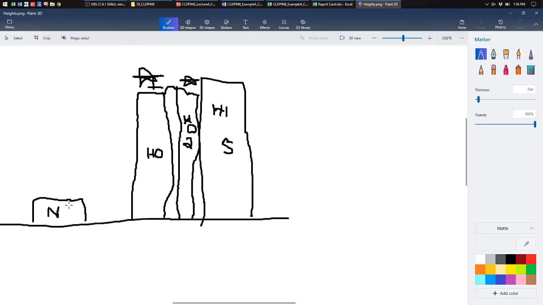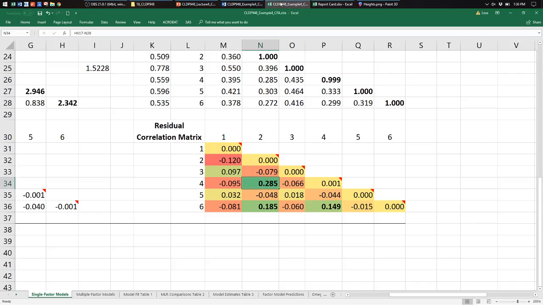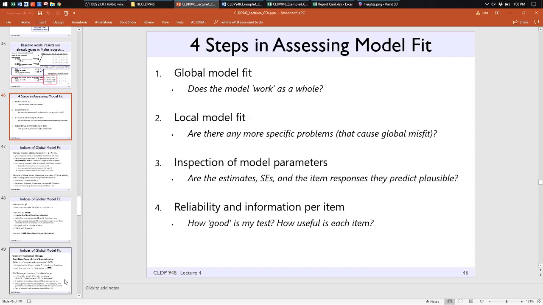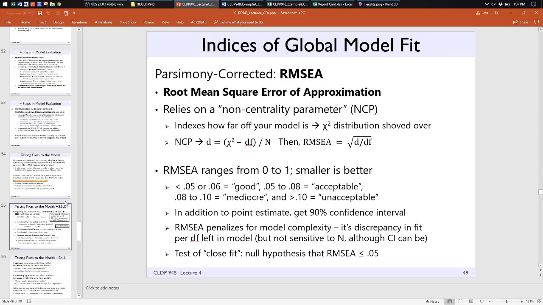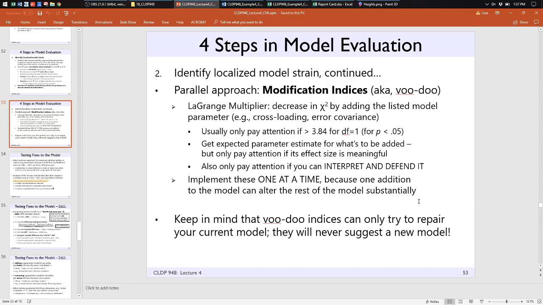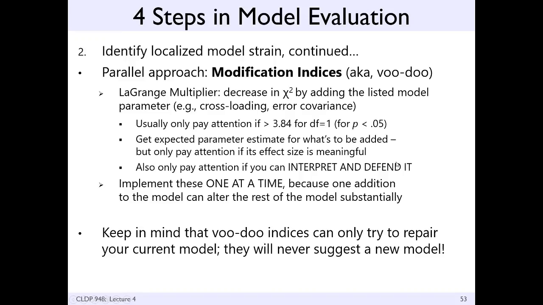Other questions? All right, then let's talk about what to do when your model is broken, because you know it's going to happen to you. So, ways to fix your model. That's what we're talking about here. Slide 53.